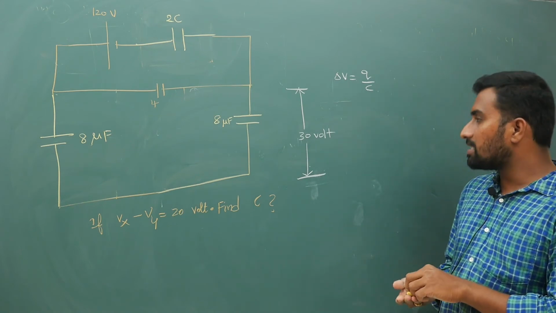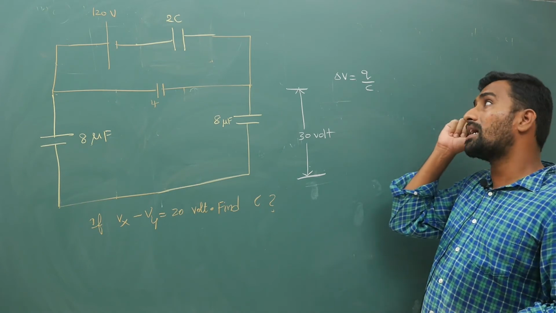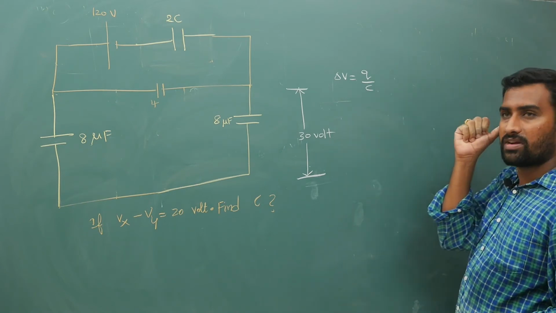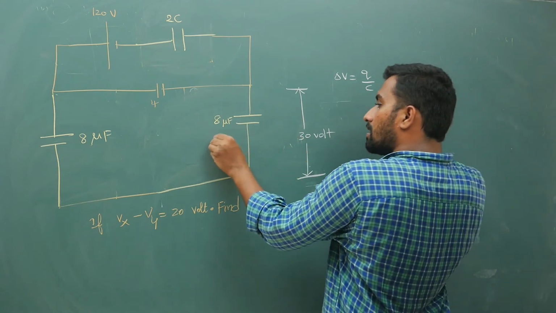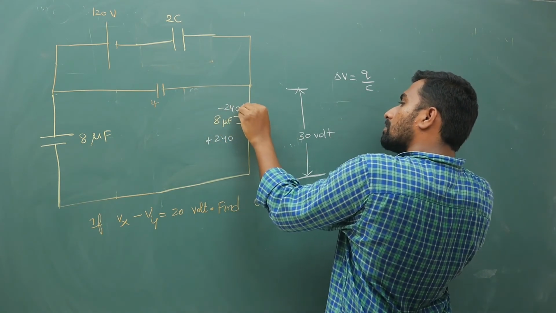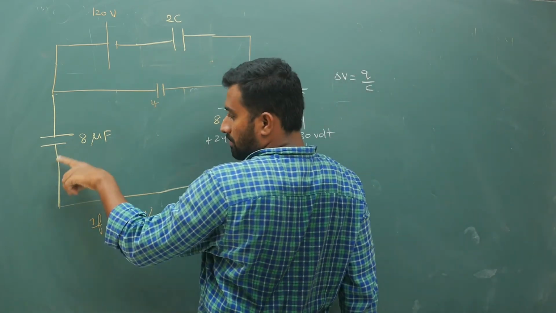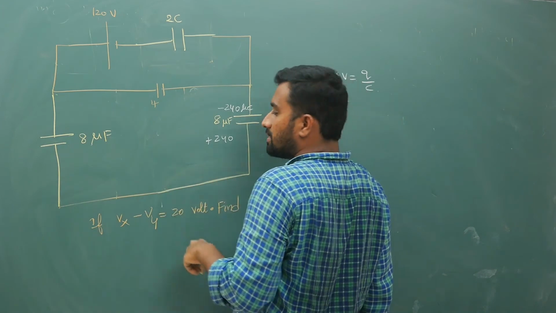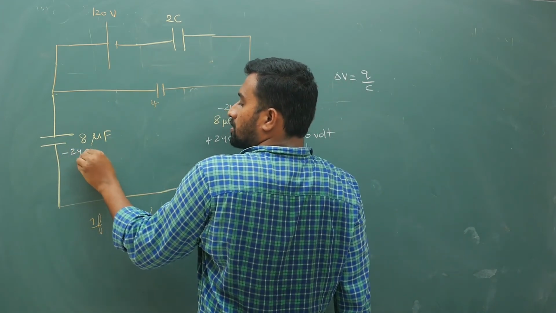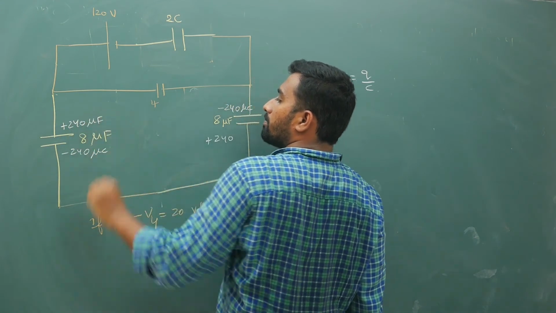How much is the charge? Your charge is C into potential difference. So 8 into 30, it is plus 240, minus 240 microcoulomb. So this will automatically become, because this 8 and this 8 will be in series, this is minus 240 microcoulomb, this is plus 240 microcoulomb.